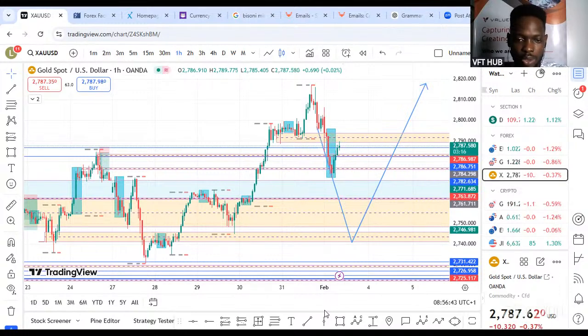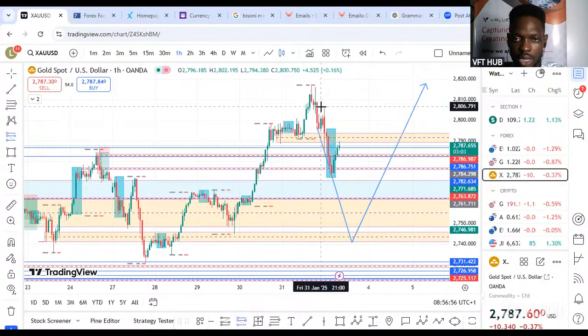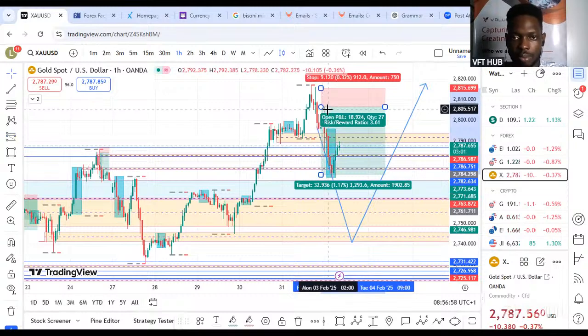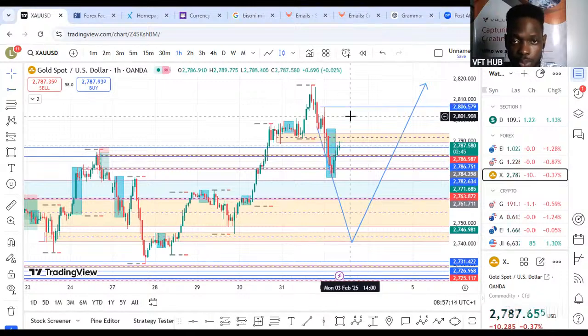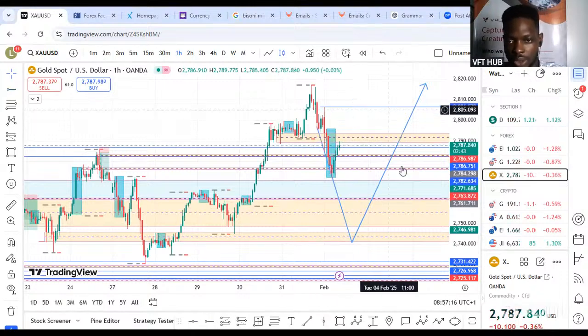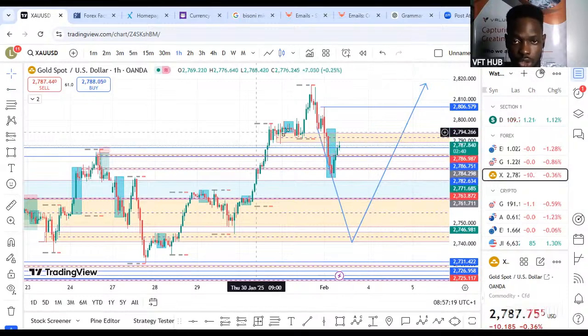However, I'm of the opinion that if we truly want to follow through that way, then we should see price come to clear liquidity somewhere here. Price should come and clear liquidity somewhere around this point before we see the move to the downside continue, because of this structure that we already have.